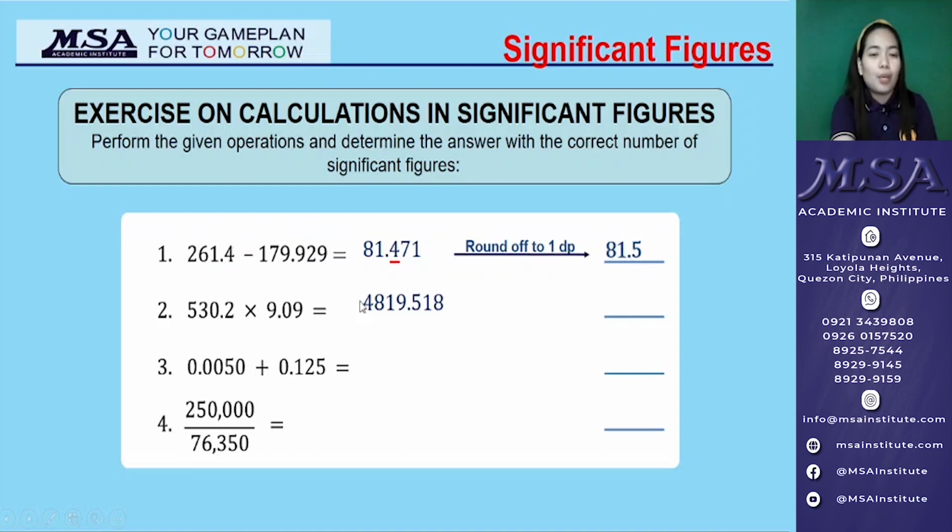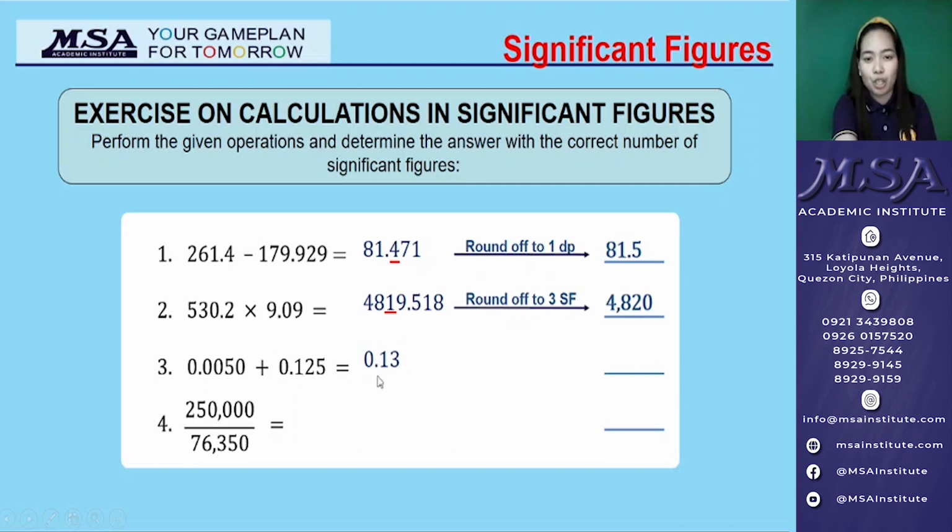Okay, next one, we have 530.2 times 90.09. The answer will be 4,819.518. Since this one is multiplication, we will consider the significant figures. This one has 4 significant figures. This one has 3 significant figures. So the final answer should be addressed into 3 significant figures. Now, in this case, we will round off here. So the answer will be 4,820.